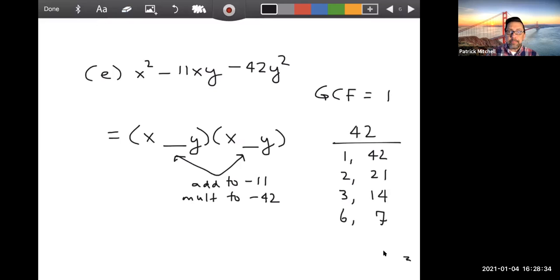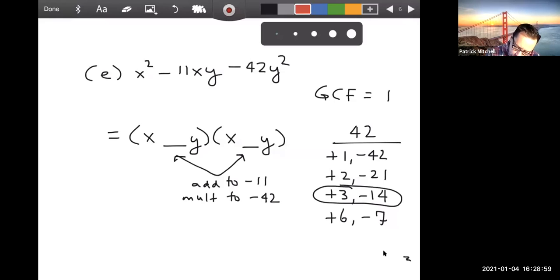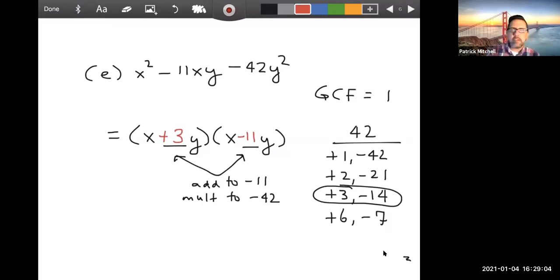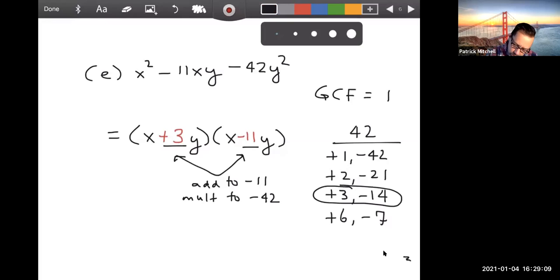And if they're going to add up to a negative, that means the negative is attached to the bigger numbers. It has to be one of these pairs, and I don't think it'll take you too long to figure out that it has to be this one. Those are the two numbers that add up to negative 11. All right, so I believe the answer is x plus 3y times x minus 11y. Let's check this one because this pattern is something we haven't seen before.